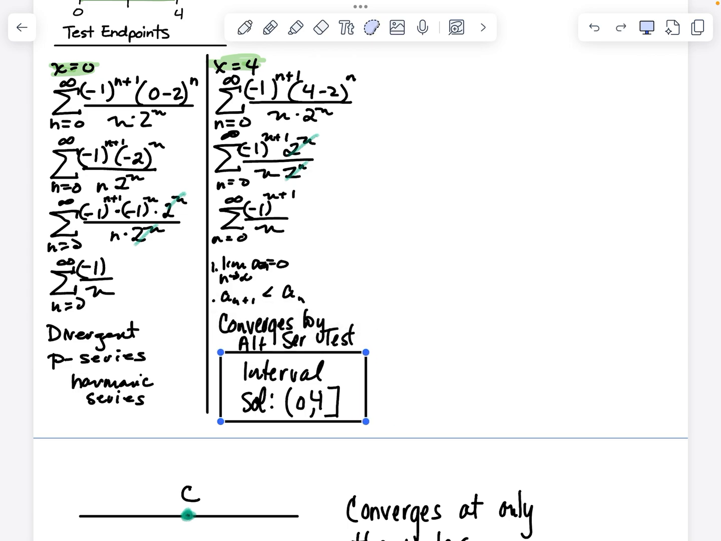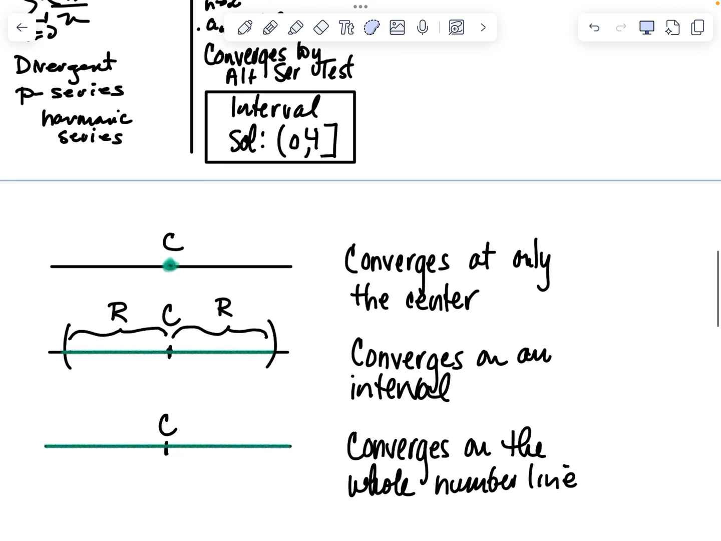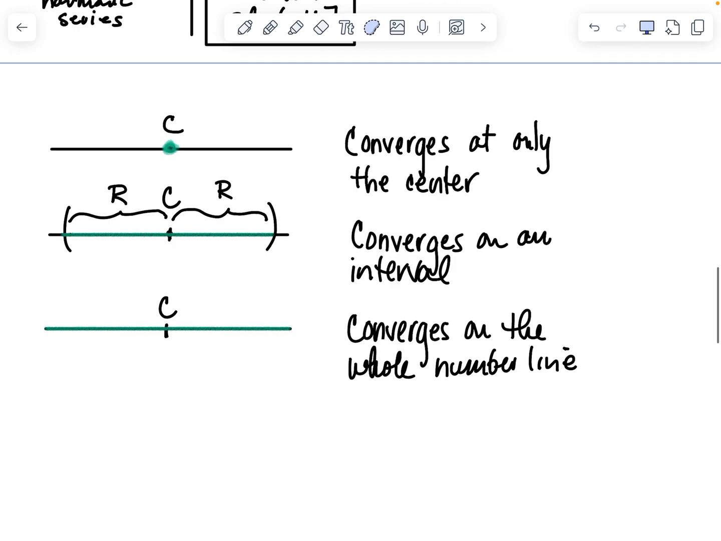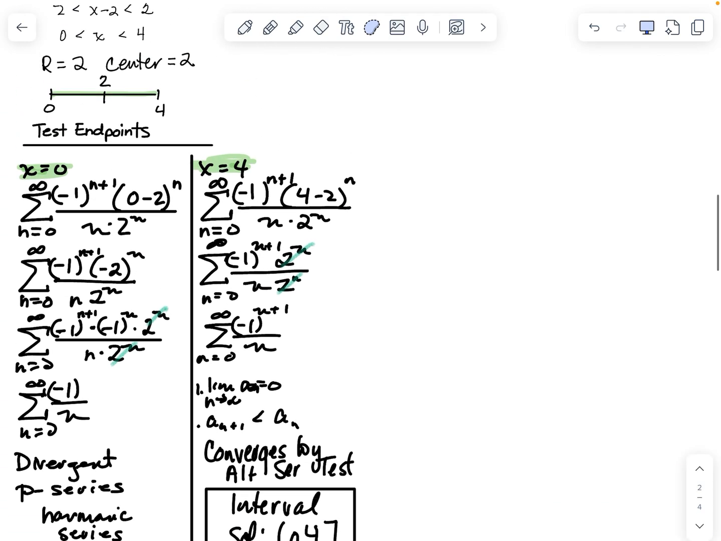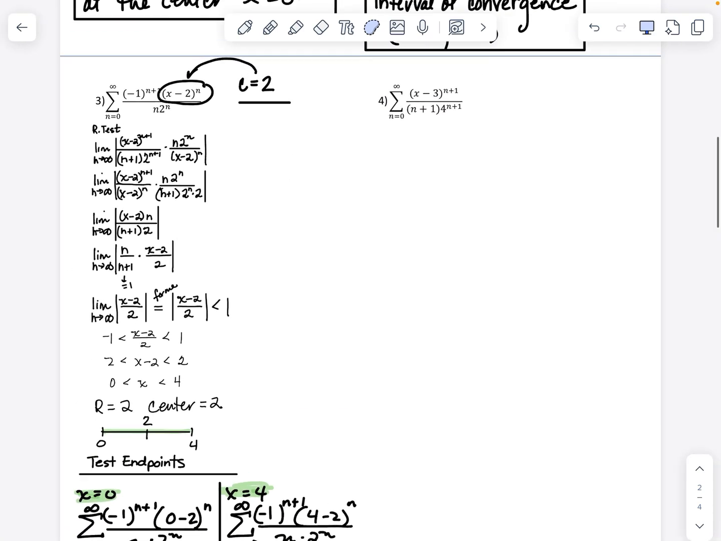Okay, so there's the first one, and I'll send out this first video. Remember that we can converge exactly at the center, which means just the center causes it to be equal to 0 or some other constant. And we can converge on an interval, or we can converge on the whole number line. All right, so I'll leave off with this example 3, and I'll send you the video for example 4.